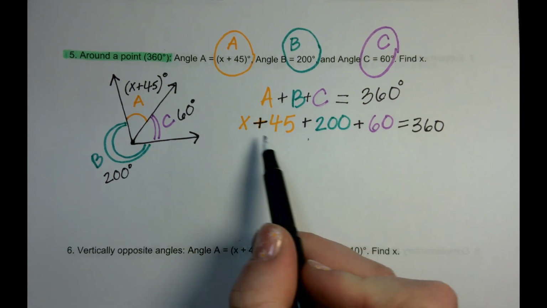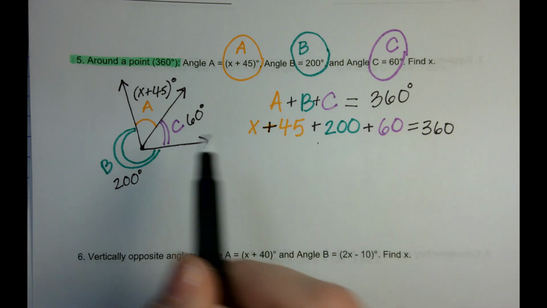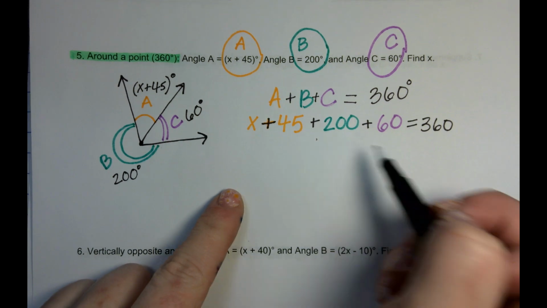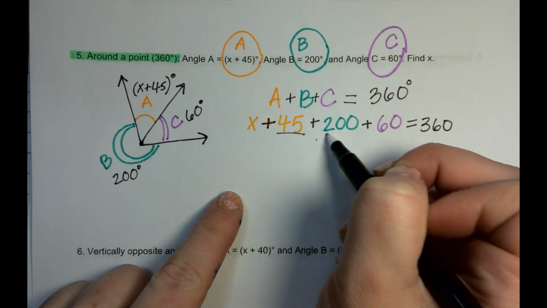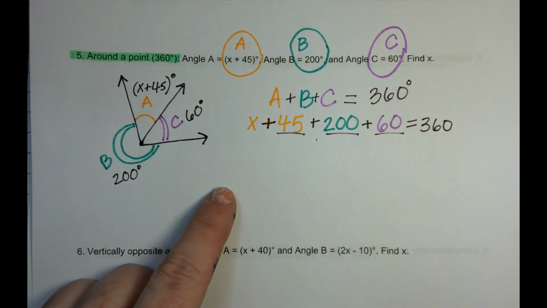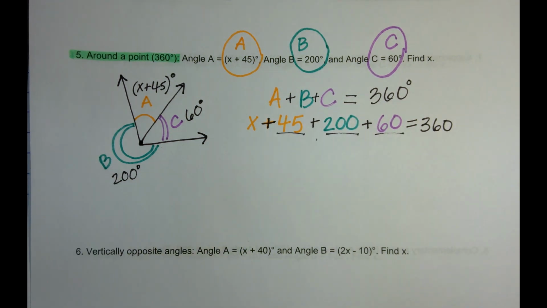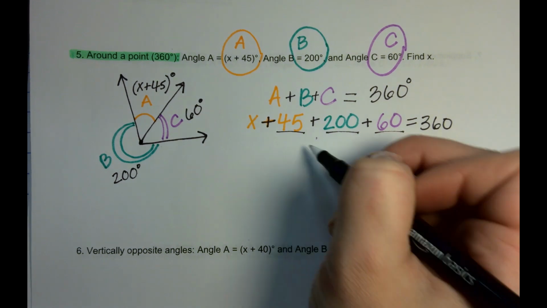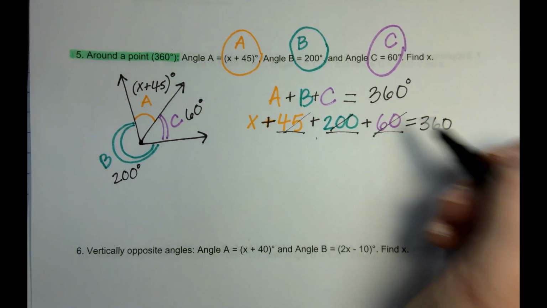Okay, so now we have our equation. What should we do first? Yes, combine like terms. So we have 45, 200, and 60. We can add all those together. And what's that going to give us? 305. Good. So I'm going to cross them off because I added them up.